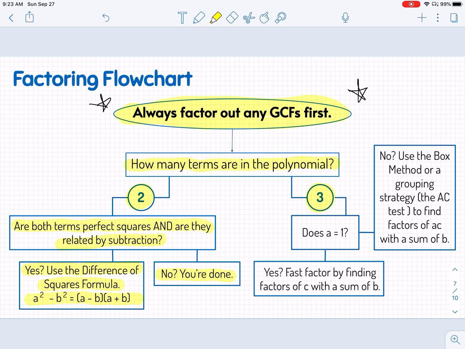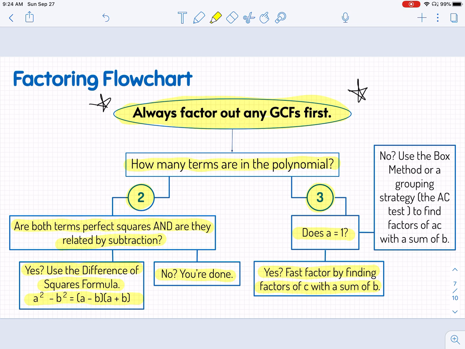So now to the right-hand side. If there are 3 terms in your polynomial, ask yourself, does A equal 1? If A does, then fast factor by finding factors of C with the sum of B. This is what we did in all 75 of those questions that almost became second nature. If A equals 1, there is no reason to use a box method or a grouping strategy like we're learning today. It's going to be way more work than is necessary. Not wrong. You could use those strategies, but much more work, much more tedious than I would ever intend to assign you if I was giving you 75 questions.